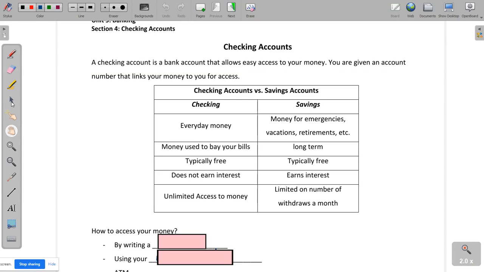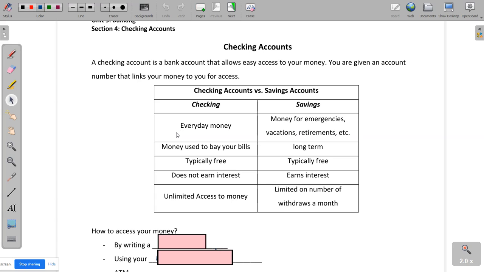Today, we are going to be looking into checking accounts. So, a checking account is a bank account that allows easy access to your money. You are given an account number that links your money to you for access. So, let's compare the differences between a checking and a savings account.